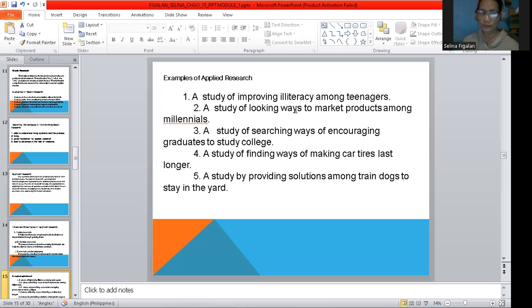Makikipag-compete ka kasi. Okay? A study with providing solutions among trained dogs to stay in the yard. Di ba yung mga dogs, pinag-aaralan nila, they are using a survey, hindi natin alam kung paano nila, but that is under the applied research. Okay, applied research is to make a solution to a problem.